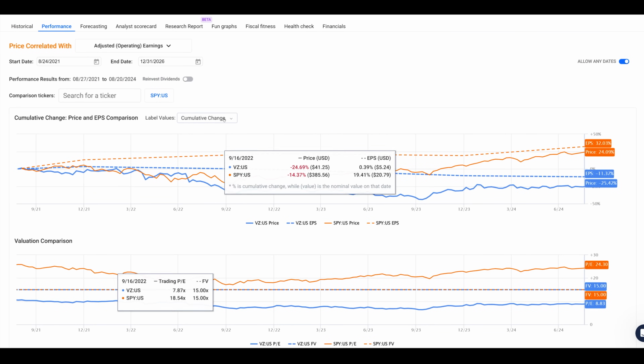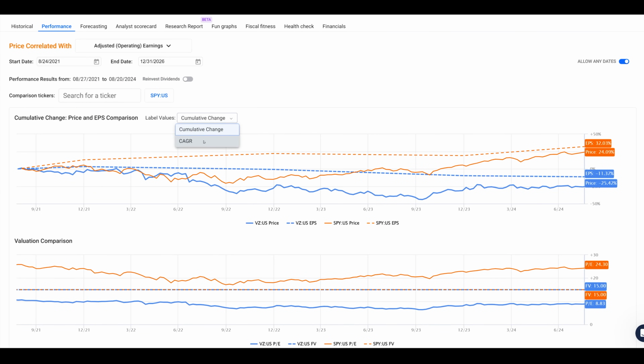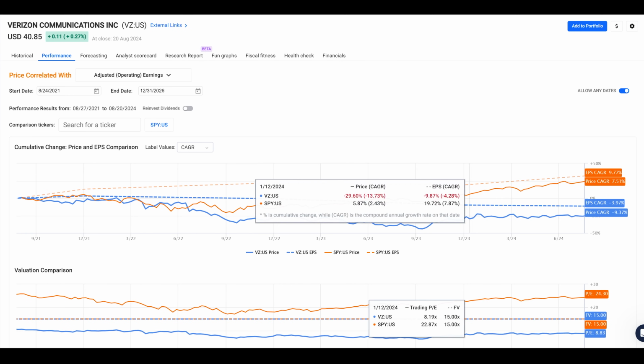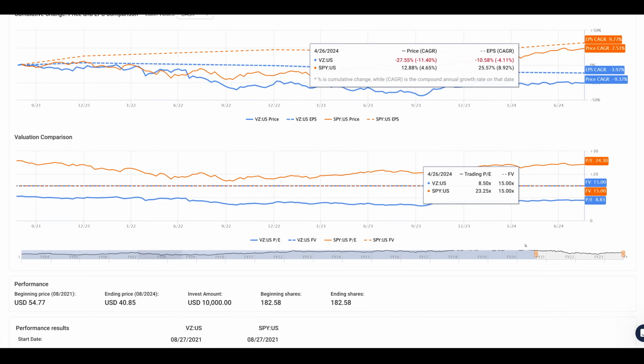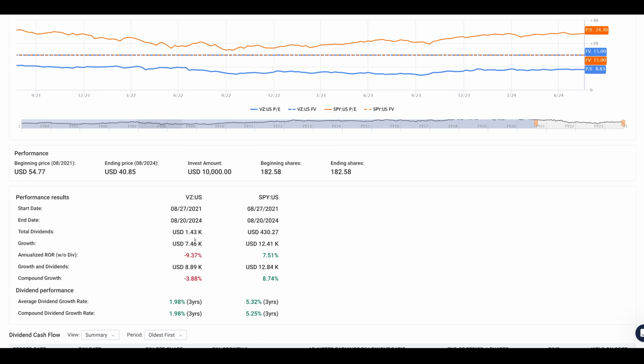But looking at it from a standpoint of, again, compound annual growth rate, Verizon has so far had a negative 9% compound annual growth rate on price, but only negative 4% on earnings. But here's the real kicker. The total dividends were $1,430 versus only $430 in the S&P. So remember, these portfolios were built for income. We dramatically outperformed the market for income.